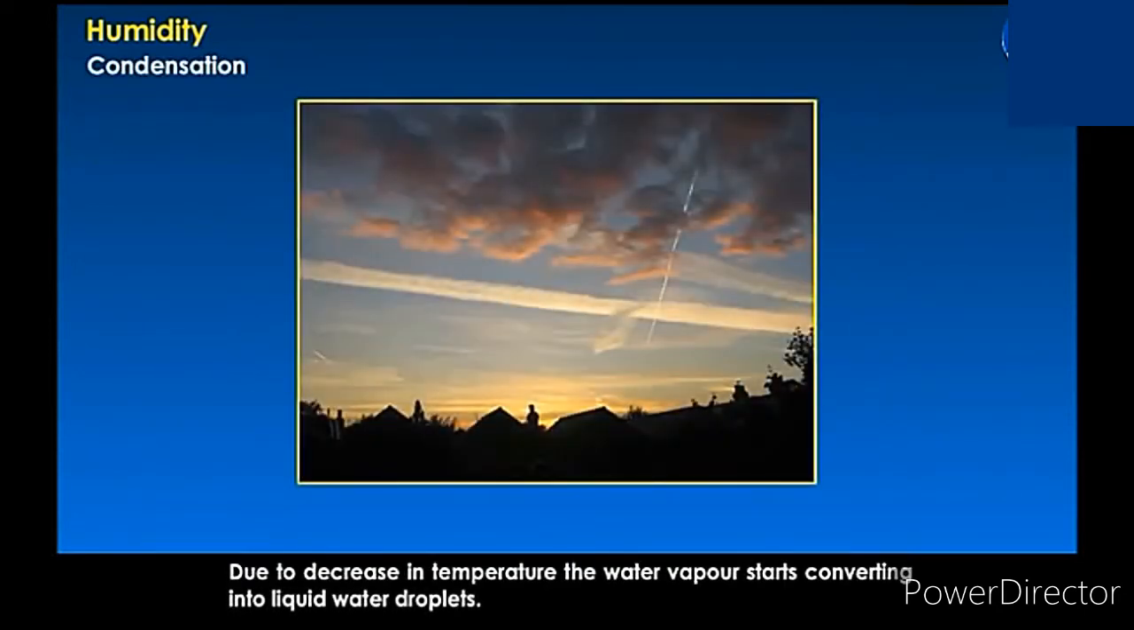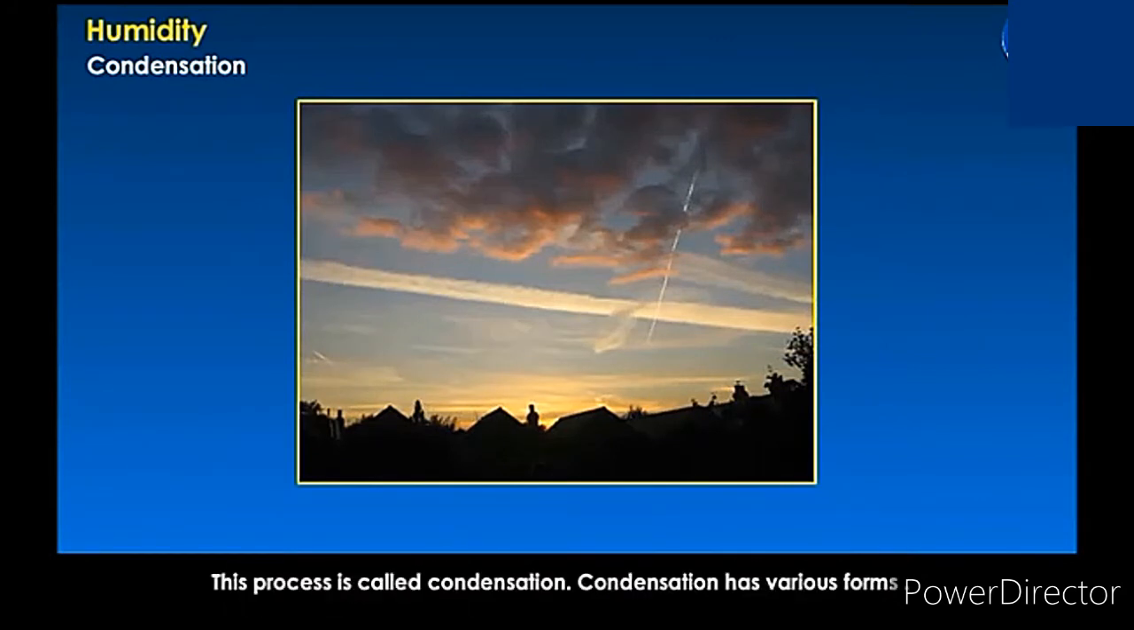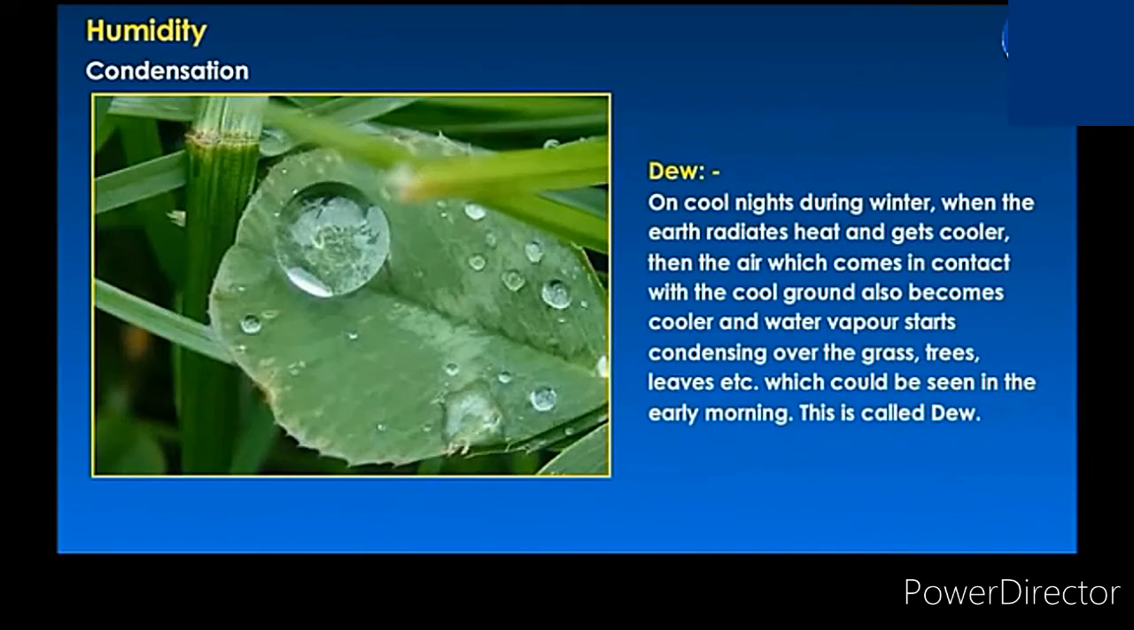Now see condensation. Due to decrease in temperature, the water vapor starts converting into water droplets, and this process is called condensation. It has various forms also, like dew. On cool nights during winter, when the earth radiates heat and gets cooler, then the air which comes in contact with the cool ground also becomes cooler and water vapor starts condensing over the grass, trees, leaves, etc., which could be seen in the early morning, and this is called dew.